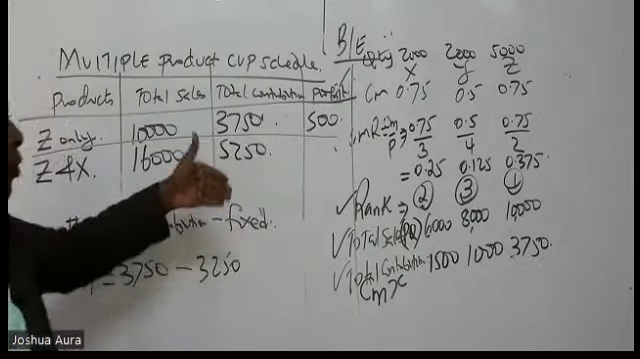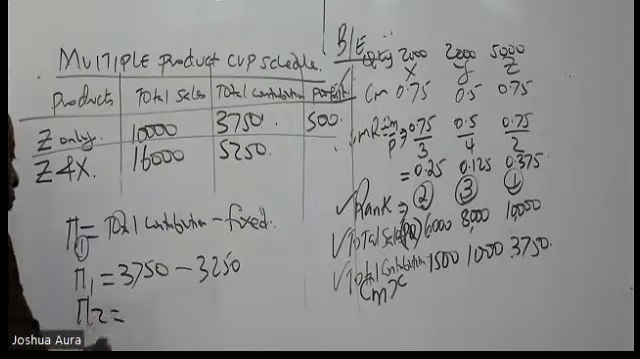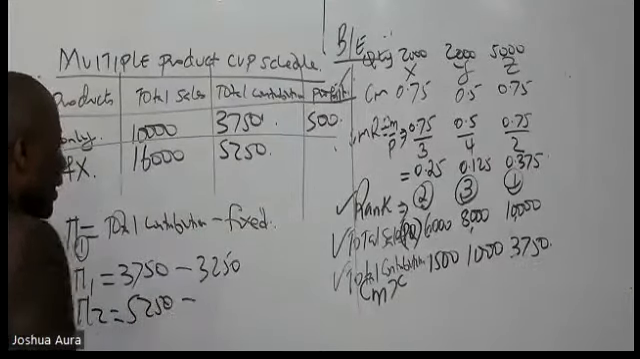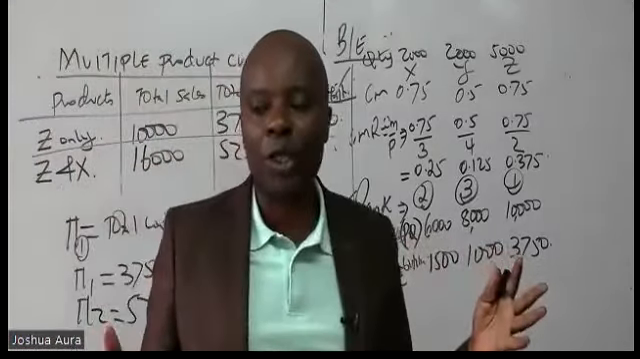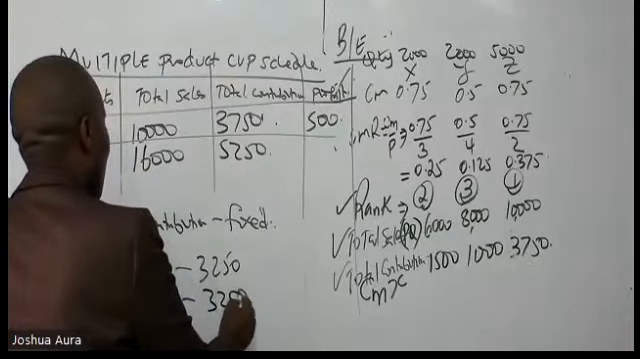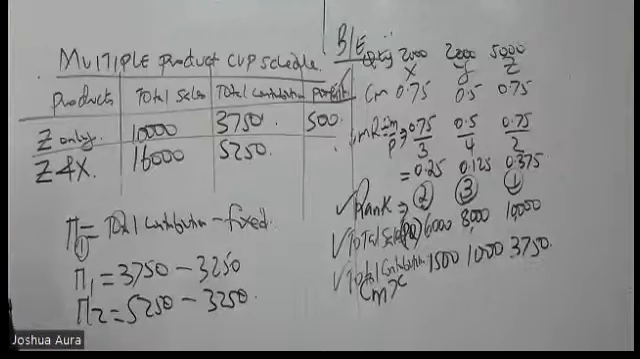We know how profit is calculated. To get the second profit, I'll take total contribution, which is 5,250, minus the fixed cost. The fixed cost is ever fixed, which is 3,250. It doesn't keep on hovering around. It doesn't wobble, right? It is ever constant.